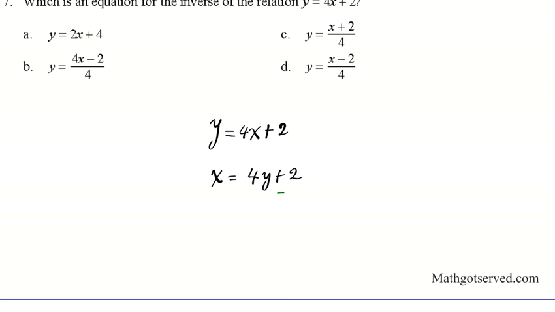So subtract 2 from both sides, and that gives us x minus 2 equals 4y, and divide by 4. Using the reflexive property of equality, I'll have y equals (x minus 2) over 4, and that's your inverse. So the answer to number 7 is D.